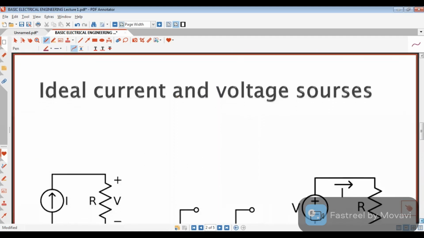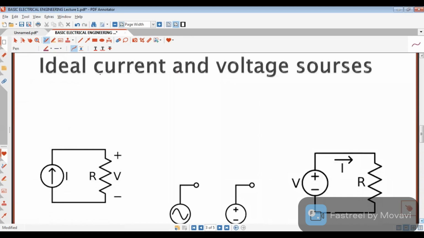Now certain things we also have to go for from the calculation point of view, that is, one thing is called ideal current and voltage source. What is ideal current source and what is ideal voltage source? You see here, this is an example of an ideal current source I am drawing here. This is also called independent current source. Its symbol is like this. If it is an independent source, its symbol will be like this. And if it is a dependent source, its symbol will be like this.